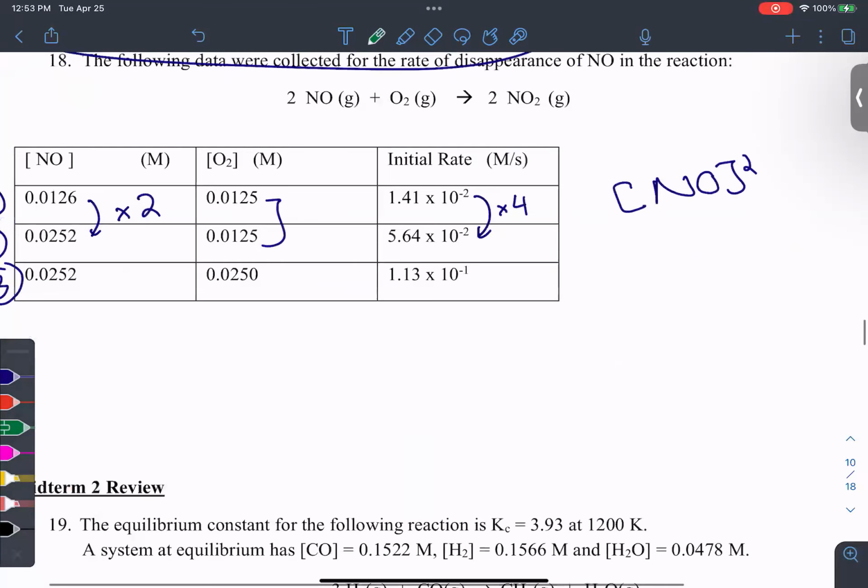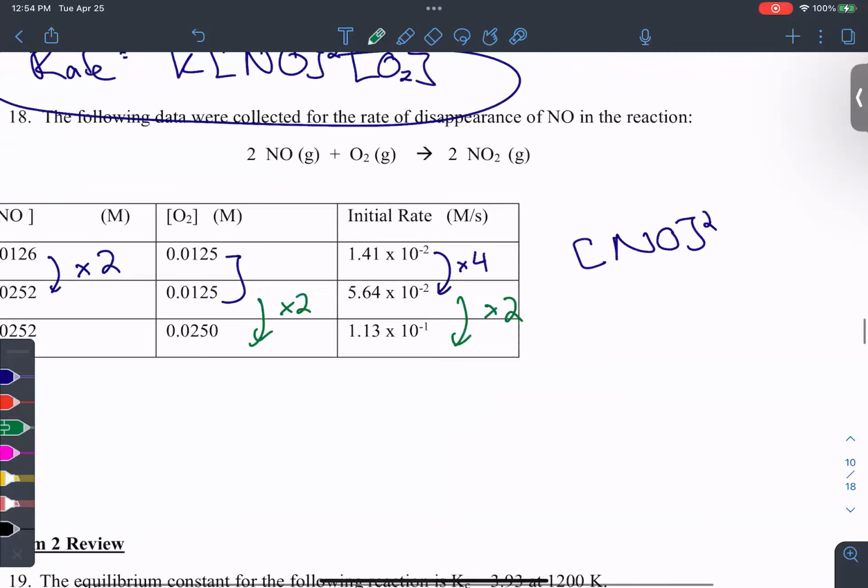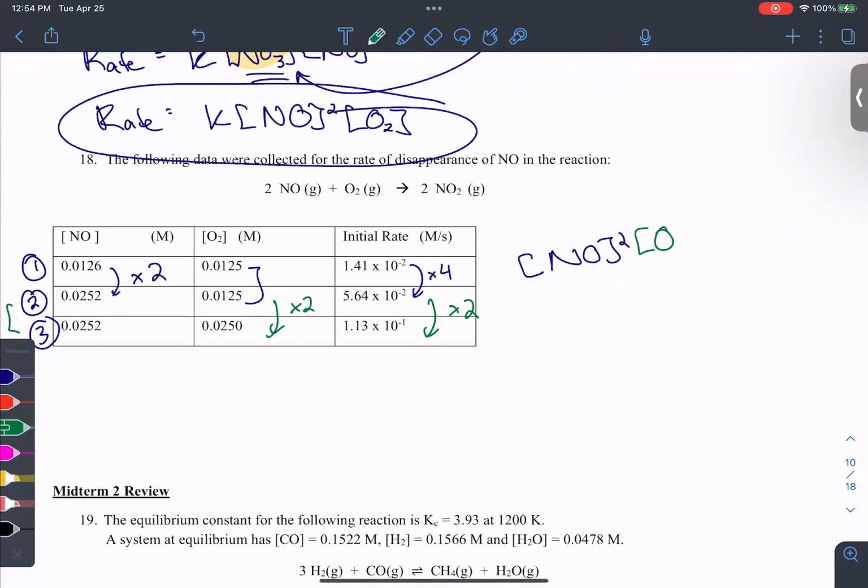So then we do the same thing for O2, where we inspect two reactions where it changed. Now that we know the order for NO, we could apply that to any rate changes. But what's easiest here, since it's already given, is to look at 2 and 3, where NO is not contributing to any changes of rate, but I see O2 doubles. And then how does the rate between 2 and 3 change? That doubles. So the order of O2 is 1.